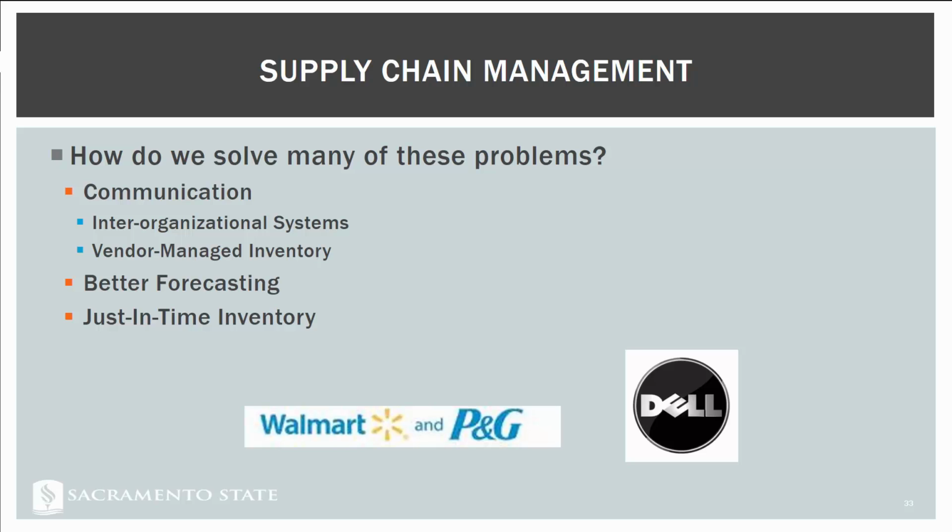Walmart can then say, you know what, you have access to inventory at our stores. You keep our stores supplied. All right, you're in charge of them. So this is vendor managed inventory in Walmart through the use of an interorganizational system.